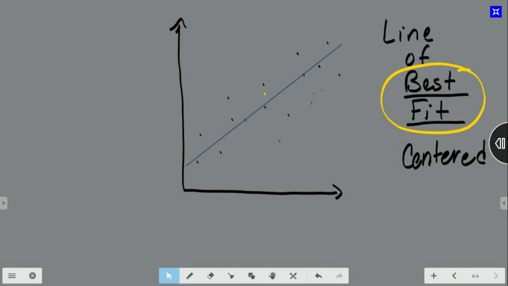Well, remember we have a zero slope. Something like that. So that's going to be a 0.